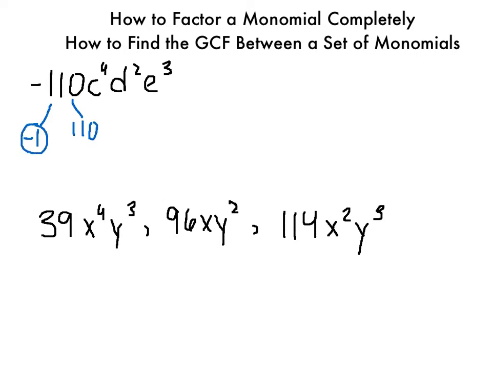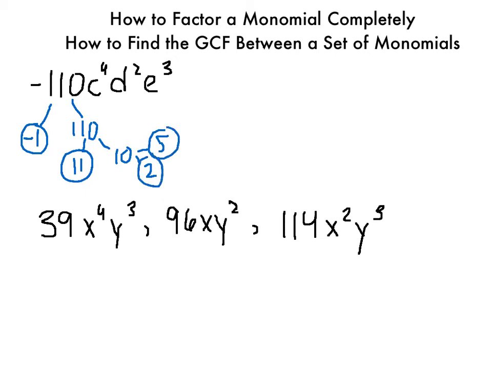110 can break up two different ways. I can make it, let's see, 11 times 10. 11 is a prime number. That means we cannot divide it by anything other than 11 and 1. And then 10 we can break up into two prime factors, which is 2 and 5.